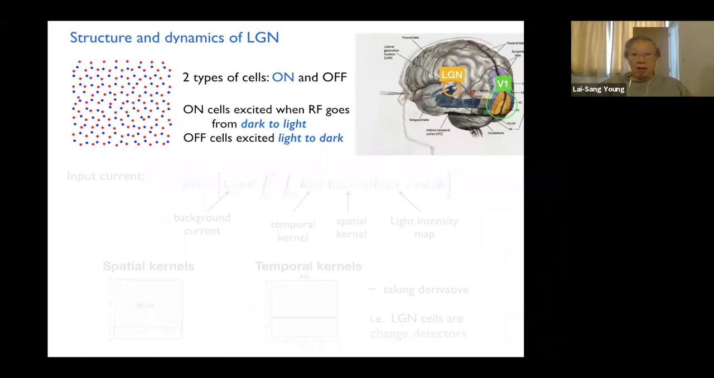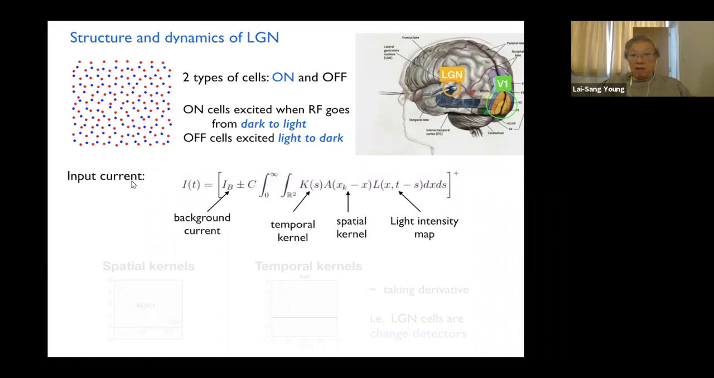Okay. And the formulas are like this. If you look at the input current, there's some kind of background stuff, but mostly what it is is the light intensity map. L of X is the light intensity map received by the retina and passed to LGN. So this is L.